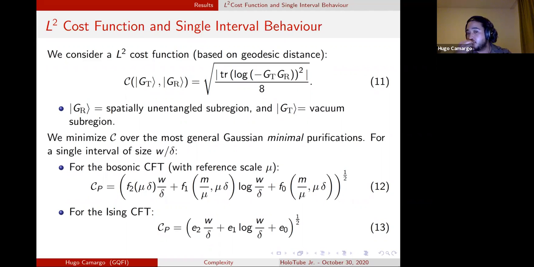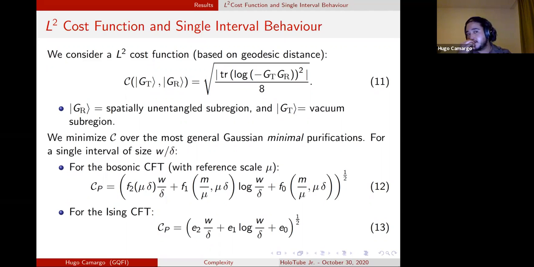One is tempted, of course, to compare with entanglement entropy. In principle, one should expect a central charge appearing here somewhere. The subtlety is that, in the bosonic case, the dependence on these parameters, like the mass and the reference scale, is hardly trivial, and it's still a matter of study how complexity of purification and entanglement entropy are related. So this is what happens for a single interval.